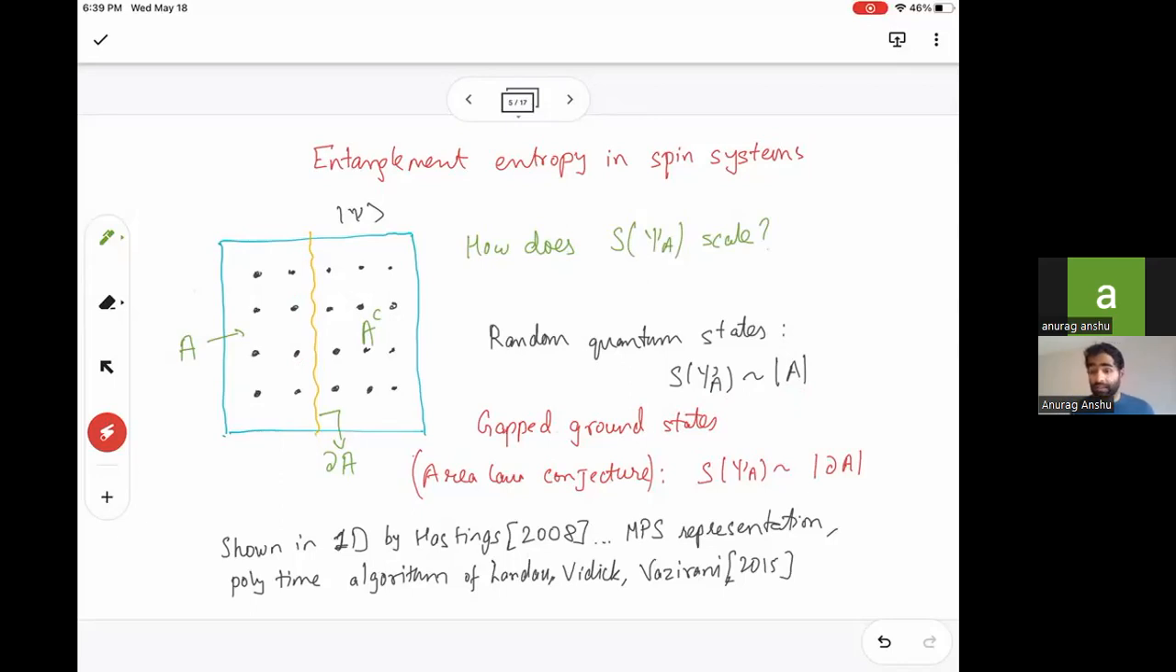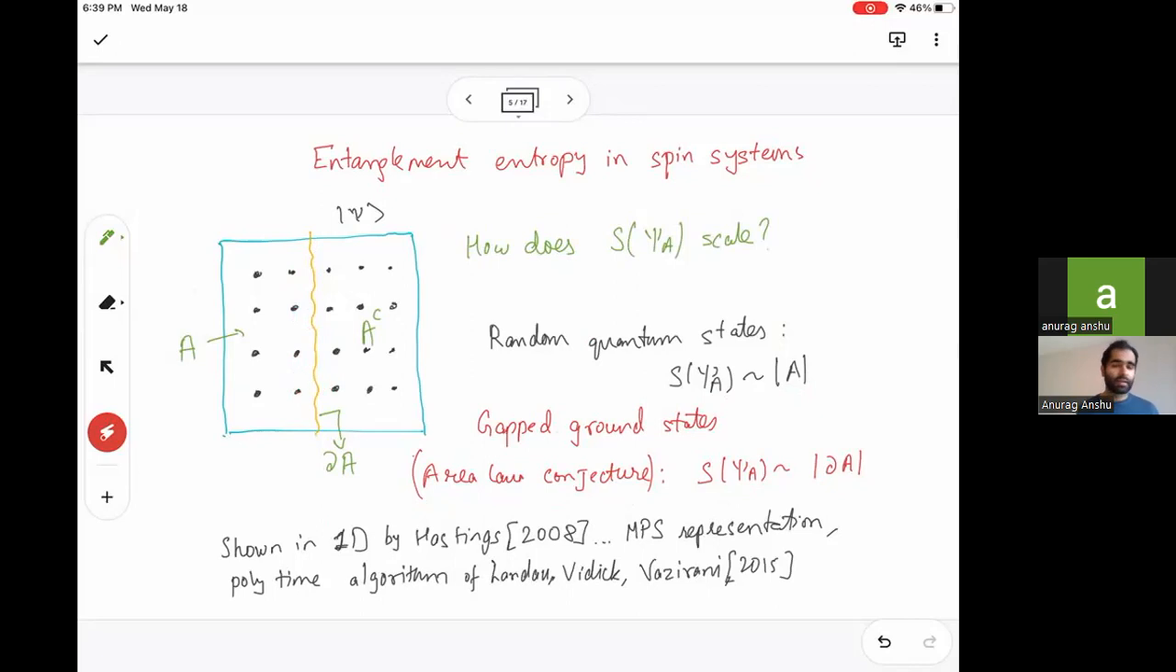For gapped ground states, that means the ground states of Hamiltonians which have a spectral gap, the area law conjecture posits that the entropy scales in a much simpler manner, as the length of the boundary of the system, which can be counted as the number of plaquettes that cross.